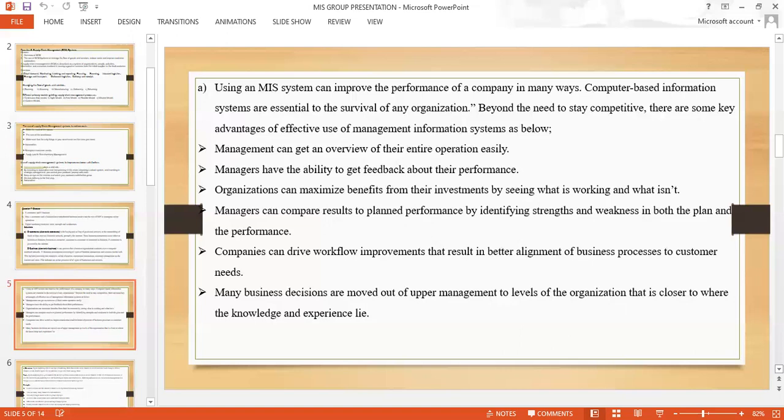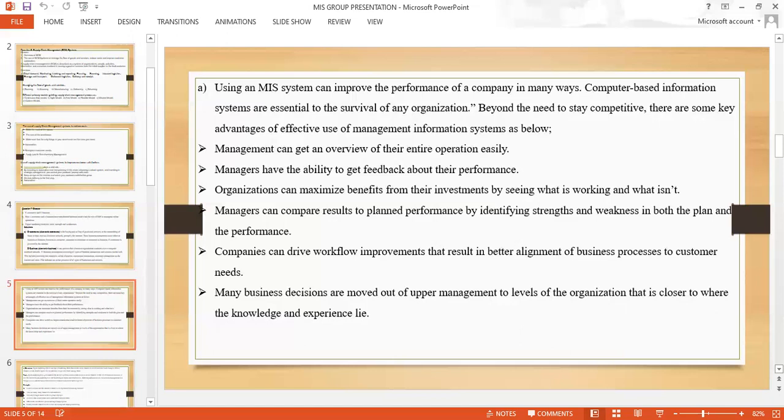One, management can get an overview of their entire operations. Two, managers have the ability to get feedback about their performance. Also, organizations can maximize benefits from their investments by seeing what is working and what isn't. Also, managers can compare results to plan performance by identifying strengths and weaknesses in both the plan and the performance.